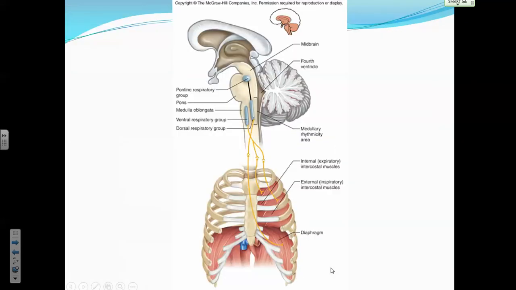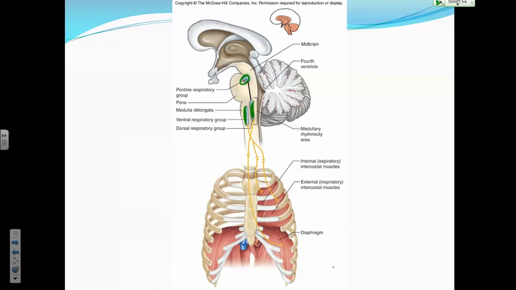Okay, here you can see on this picture the pontine area in the pons there, and then here's the dorsal and the ventral groups of the medullary rhythmicity area. To make your life a little easier, basically the pons is the main one that regulates the rate, and then the rhythmicity area does what it says. It regulates the rhythm, how long the inhale is compared to the exhale, the length of time between inhaling and exhaling, the rhythm of breathing.